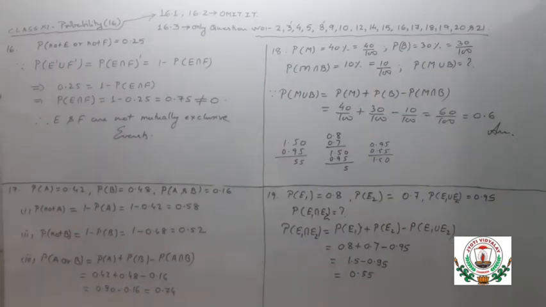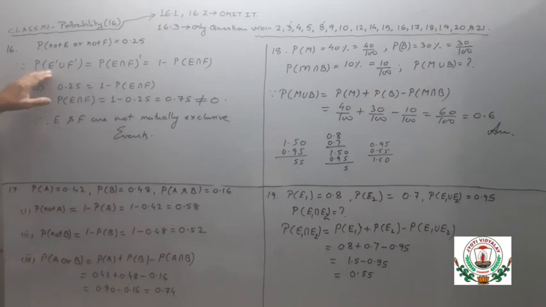Now here comes question number 16. The probability of not E or not F is given to us as 0.25. We have to show whether these events E and F are mutually exclusive events or not. What is the condition for mutually exclusive events? That is, their intersection must be a null set, that is equal to 0.